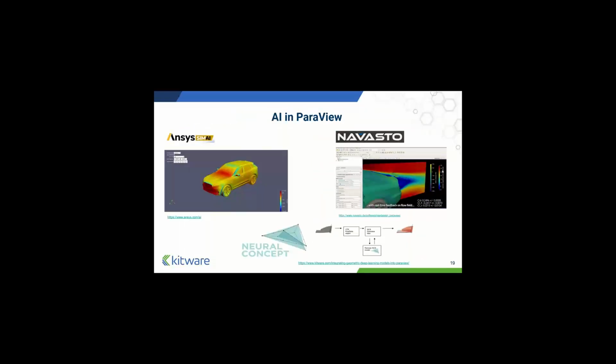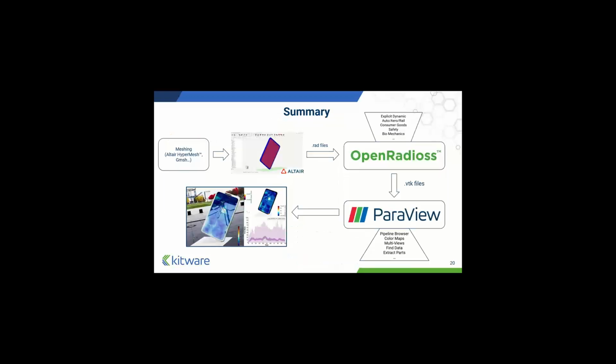I want also to mention that in ParaView you can run AI with PyTorch, TensorFlow, and any other library like scikit-learn and so on. And we have some big players in numerical simulation already using ParaView for this usage, like ESI, Nvidia, or even Neural Concept in Switzerland. So if you are working on a reduced order model or surrogate model, you can leverage ParaView.